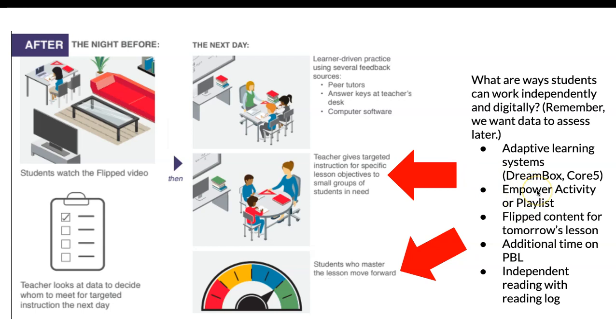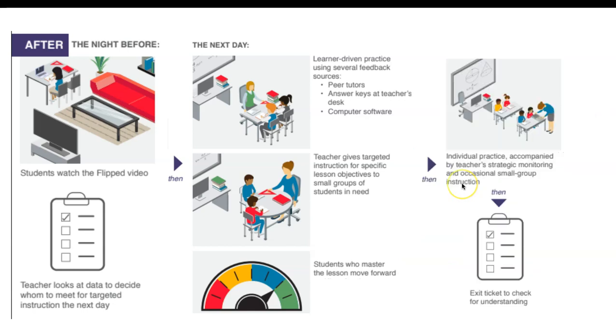We have Empower as our learning management system, so they could do an activity or playlist that they're working on while you're doing some small group instruction. Or you might have an activity or playlist that's meant for prepping a student that's moving faster than the others. You could have flipped content for tomorrow's lesson. Go ahead and have the student interact with that today while they're inside the classroom. They could have additional time to work on a project-based learning project. They could have independent reading where they're filling out a reading log. So again, it's both work and also a piece of how I can look at and assess and give feedback to that student later that is being captured here. So it's a 2-for-1, which is important to note.